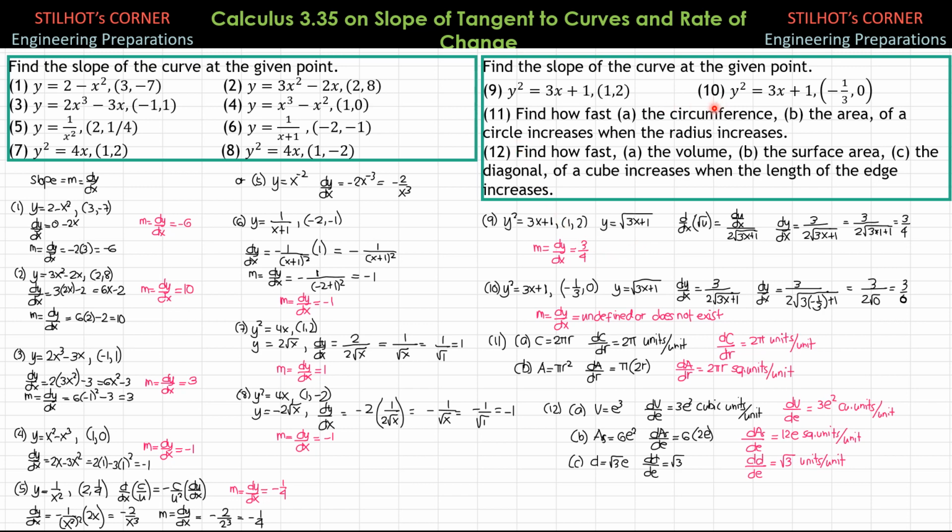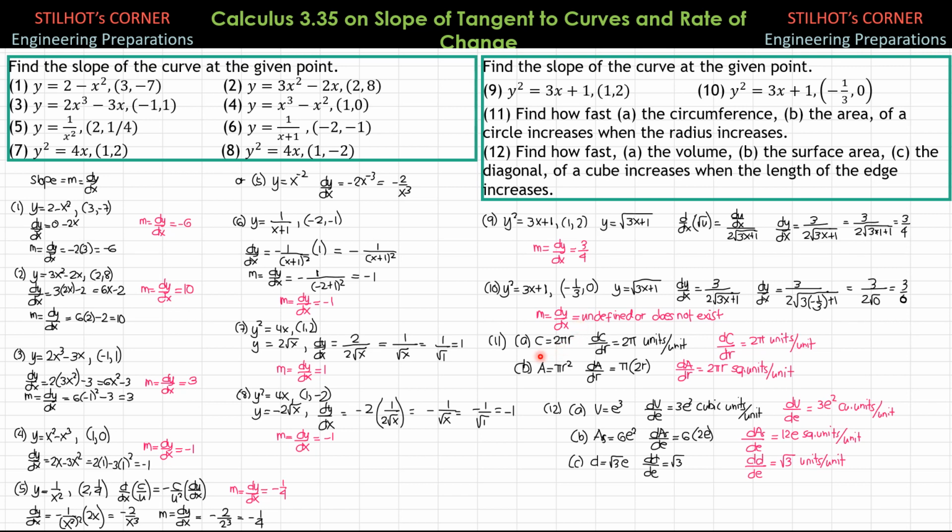Number 10, same, but the point is negative 1/3, 0. So y equals square root of 3x plus 1, and the derivative is the same. But when x is negative 1/3, we have the square root of negative 1 plus 1, and the square root of 0 is 0. 3 over 2 times 0 is 3 over 0, which is undefined. Because 3 over 0 is undefined, the slope does not exist. It is a vertical line.